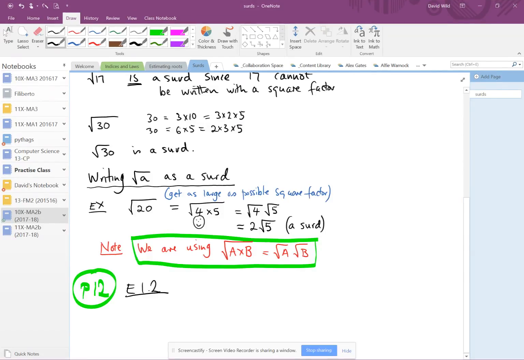It says simplify. In other words, if you see some sort of square root and it says simplify, it is basically the equivalent of asking you to write the following as a surd. All right? Is that clear?